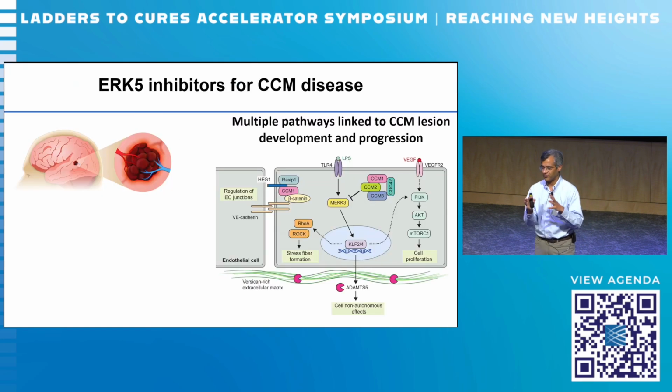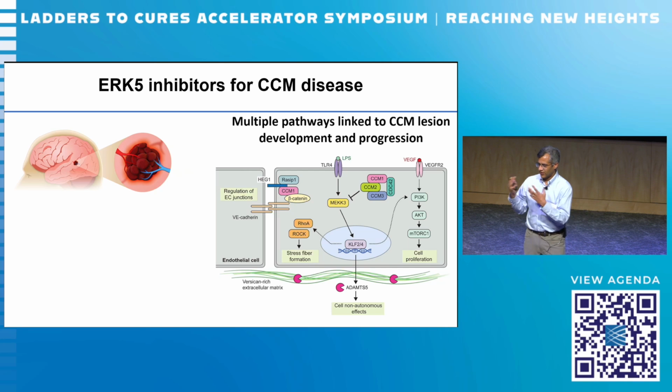And so finally, I want to spend the last few minutes talking about whether there is an opportunity for therapies that target what we've learned. We want to make the case that we could repurpose a drug that was actually developed by Nat Gray when he was here at the Broad and Dana-Farber. It's an ERK5 inhibitor. It's part of this pathway.